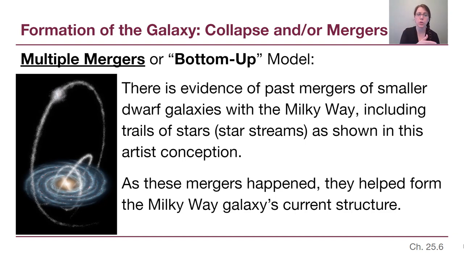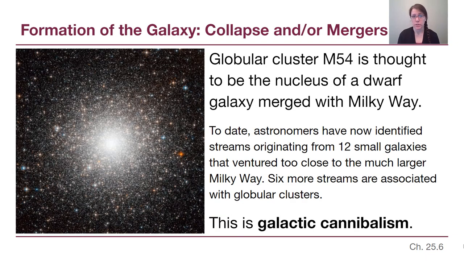So star streams, shown here in an artist's conception, basically show us the evidence of a former galaxy that has been ripped apart by the gravity of the Milky Way galaxy and kind of incorporated within our galaxy to make it larger. Globular clusters, several of them have been identified as known smaller galaxies that are now part of the Milky Way. So globular cluster M54, part of the Messier objects catalog, is shown here. And it's thought to be the nucleus of a dwarf galaxy that has been merged with the Milky Way. There's now at least 12 small galaxies that we can kind of trace back. Used to be their own thing, but the Milky Way ate them. And there is a phrase used in this field called galactic cannibalism. The Milky Way galaxy is eating up smaller galaxies and incorporating them into its larger structure.